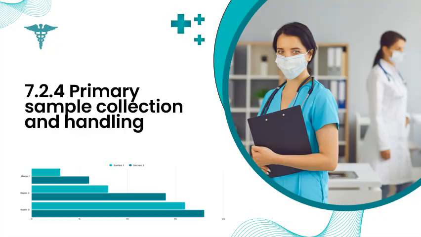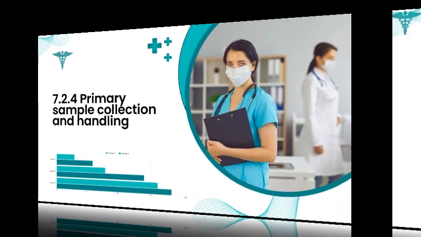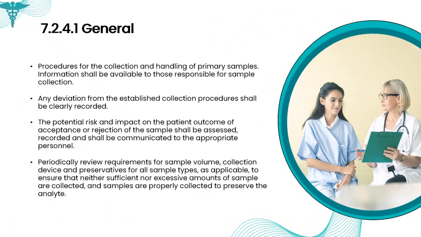Primary sample collection and handling. The laboratory shall establish and implement procedures for the collection and handling of primary samples. Information on these procedures shall be readily available to all personnel responsible for sample collection. Any deviation from established collection procedures shall be clearly documented. The associated risks and the potential impact on patient outcomes, whether from acceptance or rejection of the sample, shall be assessed, recorded, and communicated to the appropriate personnel.